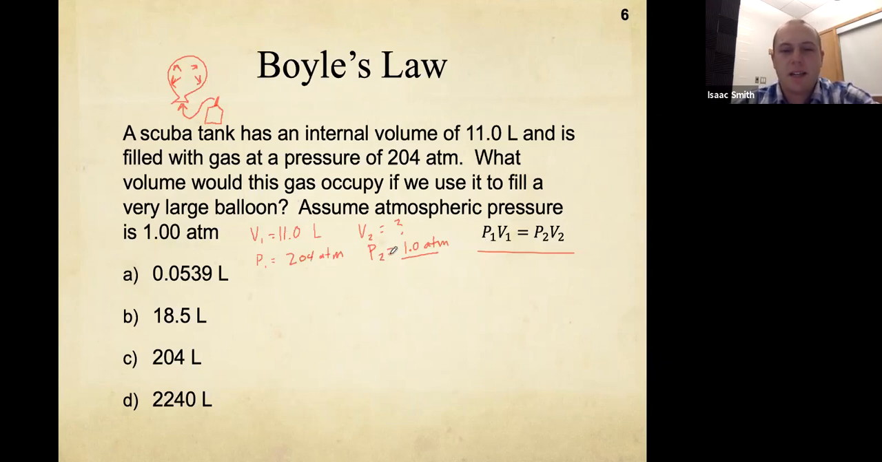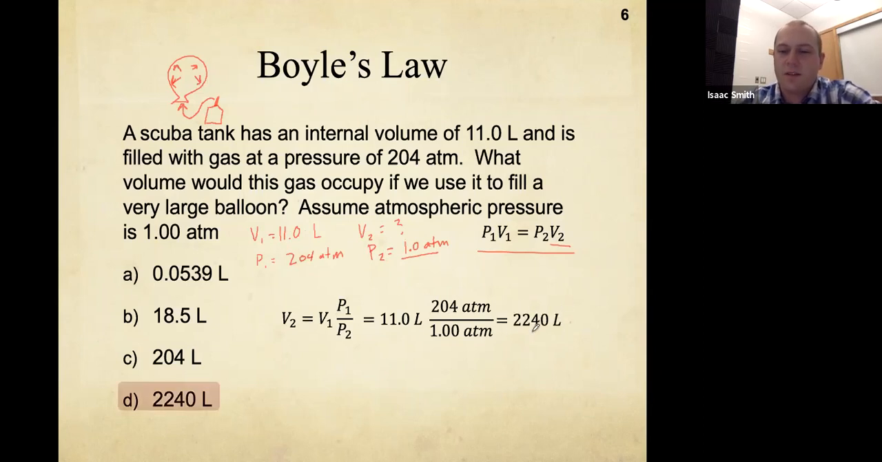All right, but at any rate, once you get these 3 numbers, you use an equation with 4 variables, and it's just plug it in, right? So you're going to rearrange this equation to solve for V2. So you divide this side by P2. That's where you get this. Plug in the numbers that we have listed here and solve for the final volume. So 2,240 liters. That'd be a big balloon.